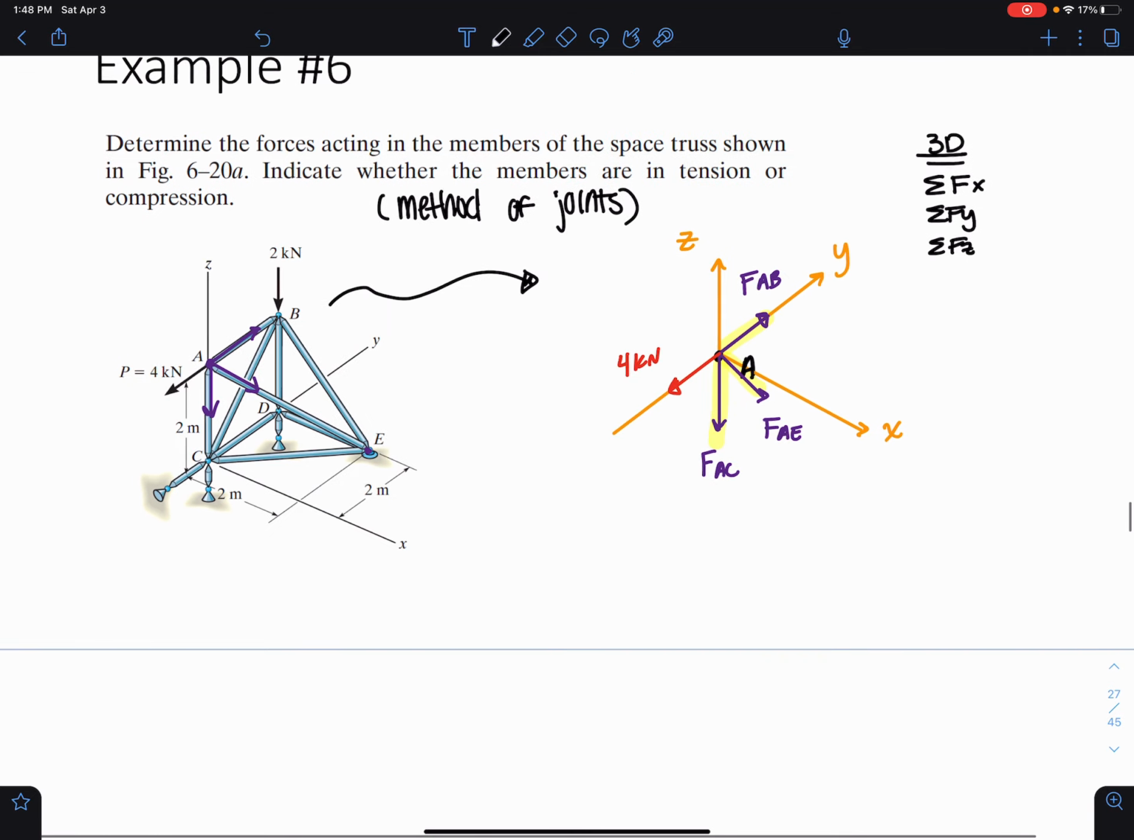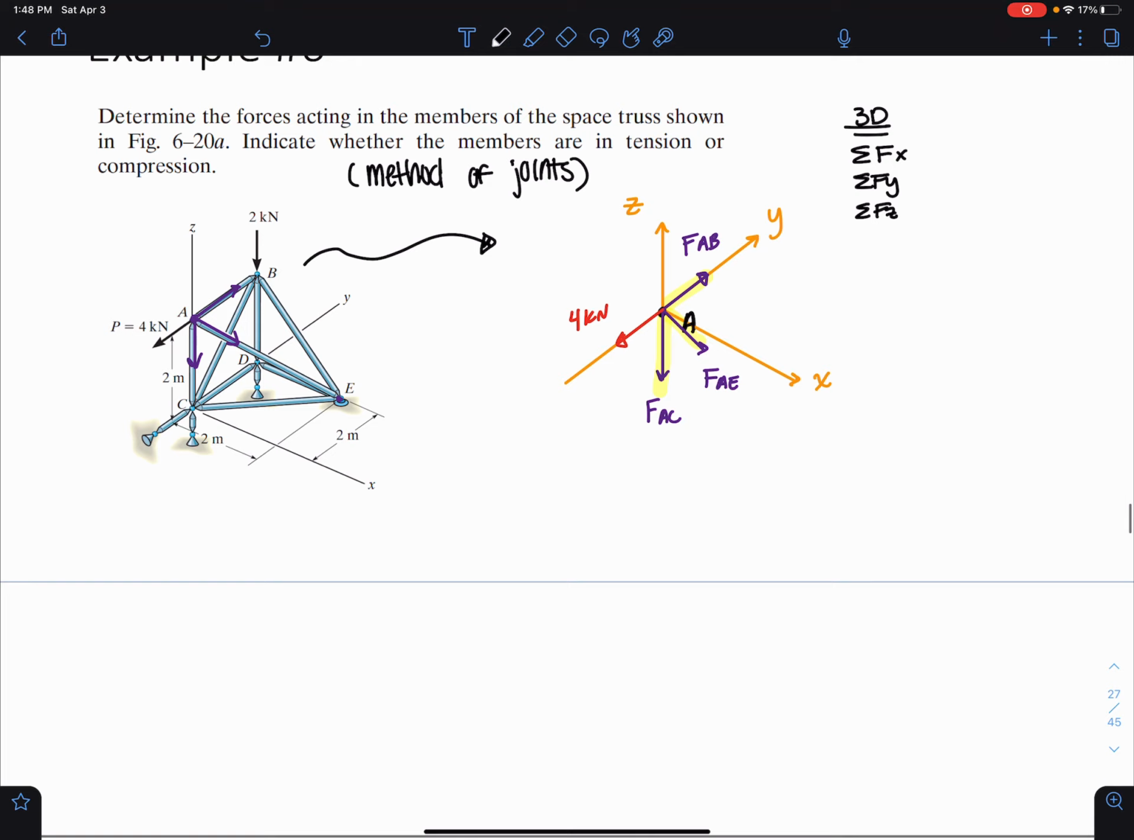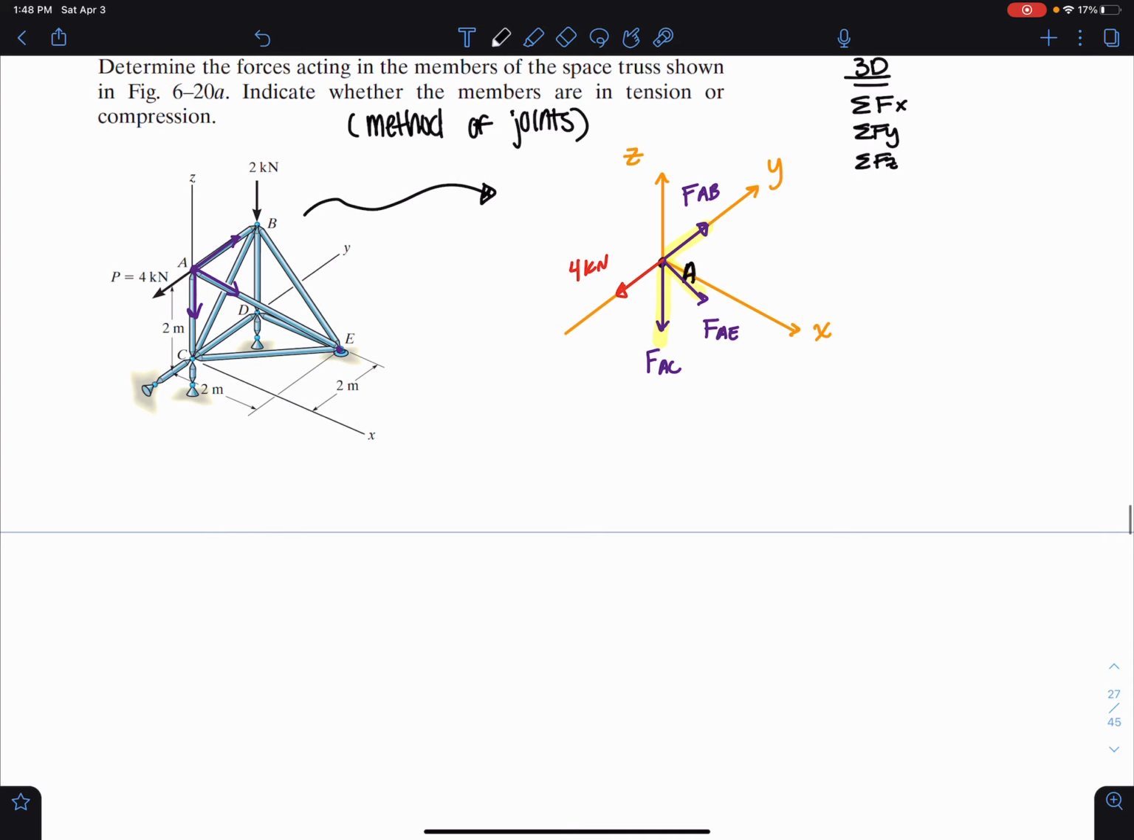Now, one thing I'm going to do before I go ahead and tackle this problem and solve for what's happening at joint A using equilibrium, I'm going to go ahead and put the force P, the force AB, AC, and AE from this diagram and this diagram here. Actually, let me show it from here.